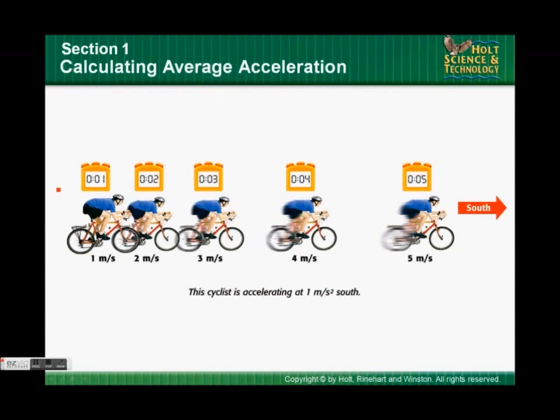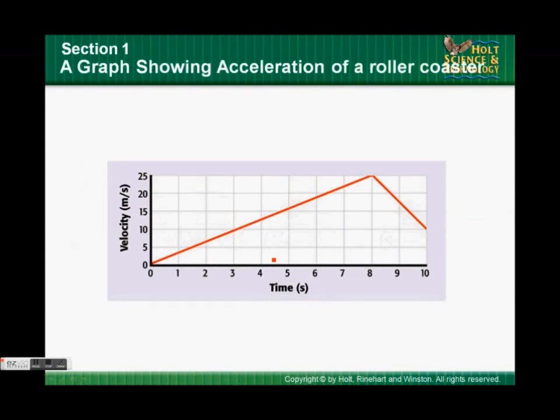This picture again shows that idea that I keep stressing, what a meter per second squared means. This bike is accelerating at 1 meter per second squared. Every second, it's getting 1 meter per second faster. So in 2 seconds, it's going 2 meters per second. In 3, it's going 3. In 4, it's going 4. In 5, it's going 5. Every second, the biker is getting 1 meter per second faster going south.